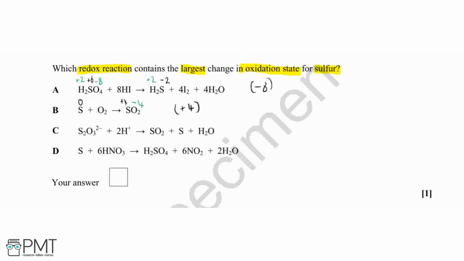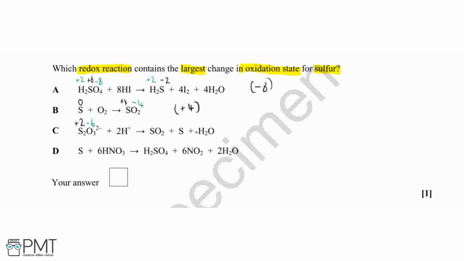For equation C, we've got, again, 3 lots of the -2 for the oxygen, giving -6, but we need to have a -2 charge overall. Therefore, the sulfurs need to add up to +4, so individually the sulfur will have an oxidation state of +2 there. And then on the right-hand side, we've got 2 different sulfur-containing compounds.